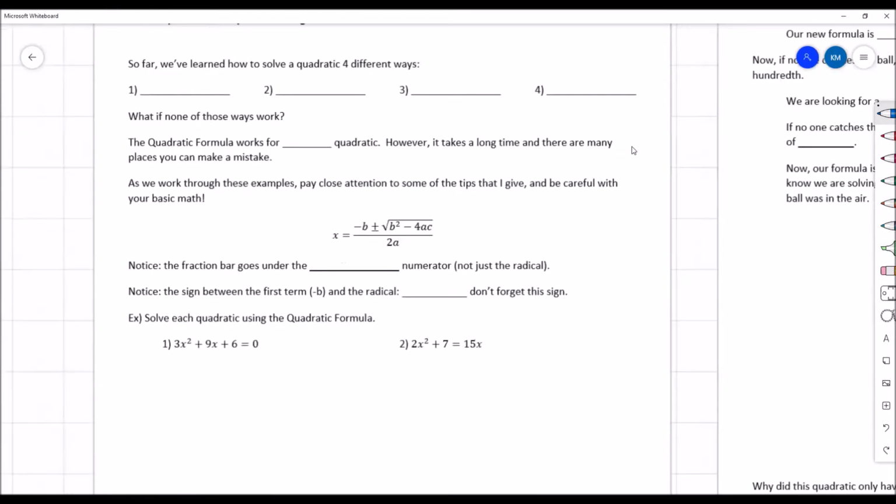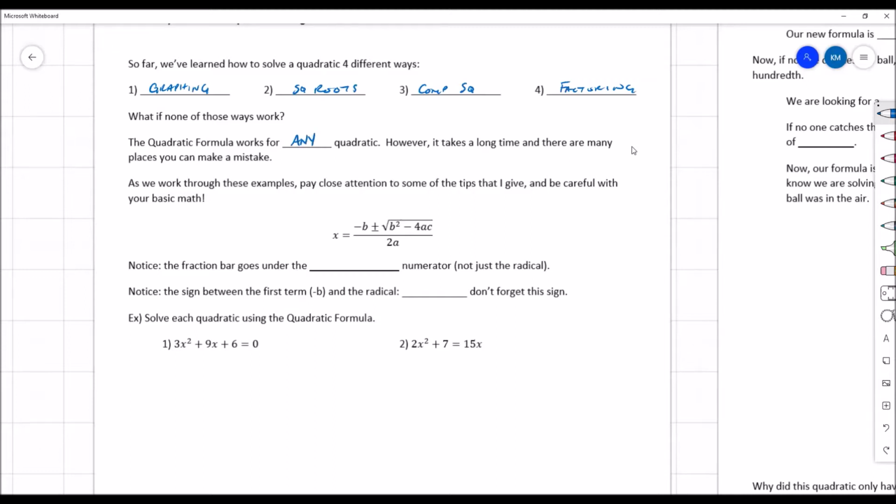Okay, so far we've learned how to solve quadratics in 4 different ways: by graphing, by using square roots, completing the square, and factoring. Okay, what if none of these ways works? The other method we'll learn how to solve quadratics using is the quadratic formula, and it works for any quadratic.